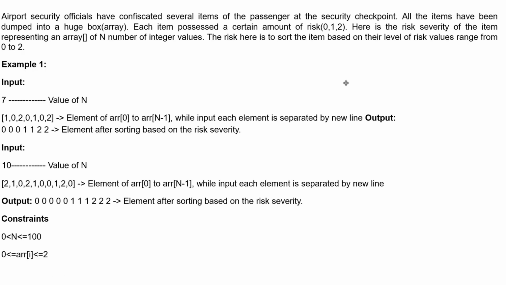Okay, that is done. Here is the risk severity of the item representing an array of n number of integers. The task here is to sort the item. So basically that is a very easy question where you have to simply perform sorting. Sort the item based on their level of risk, values ranging from 0 to 2. So it's just like ascending order sorting you have to do. For example, if the input is 7, 7 is denoting the value of n. So 7 is the value given to us and these are the 7 items. So here you can see 1, 0, 2, 0. All these are the 7 items. So in the output, what we are getting is just the sorted array. So the question is just that you have to sort the array.